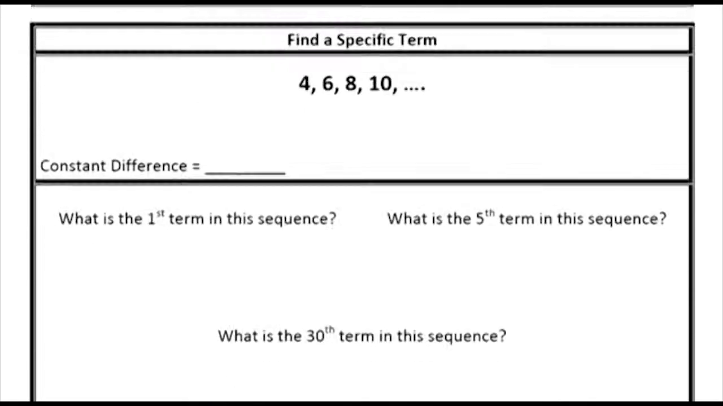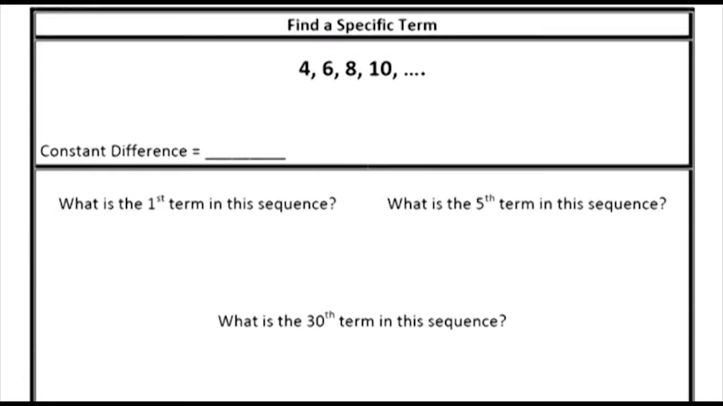Now, to find a specific term, the best way to do this is start by finding the constant difference. We have 6 minus 4. That gives me 2. I have 8 minus 6. That gives me 2 again. So I know that it's going up by 2. The first term in the sequence, well, I can just read that one. It's there. 4. The next term, the fifth term, that's 1, 2, 3, 4, 5. So I'd have to add 2 to 10. 10 plus 2 is 12.